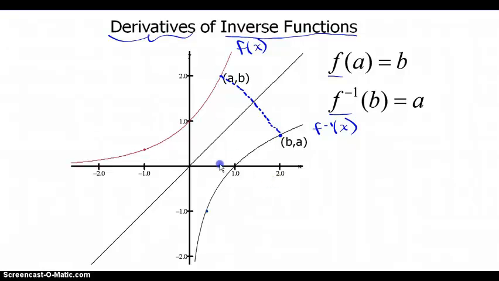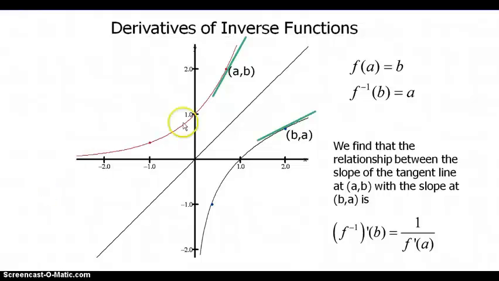In other words, if I put an x value of a into the function f, it's going to yield me a y value of b. And if I take that same value of b and plug it into the inverse function, I'm guaranteed that it will give me a y value of a. They undo each other, these inverse operations.